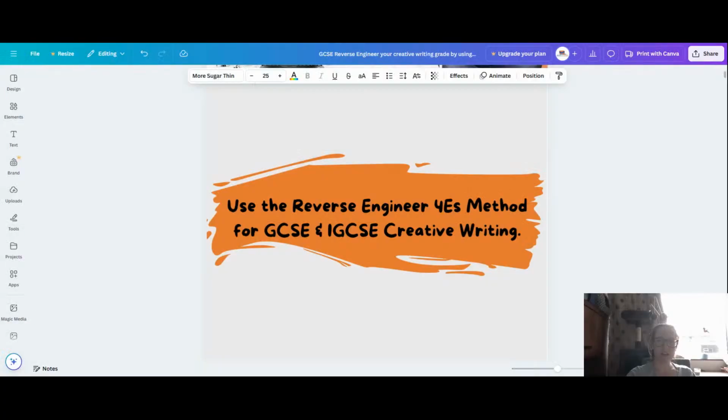So in today's session, I will be going over creative writing. I'm just going to make sure that I can share my screen with you all and that you can see it, because sometimes it doesn't very well. So I think you can see that now. So I'm going to show you how you can use this reverse engineer 4E's method for GCSE and IGCSE creative writing. Okay.